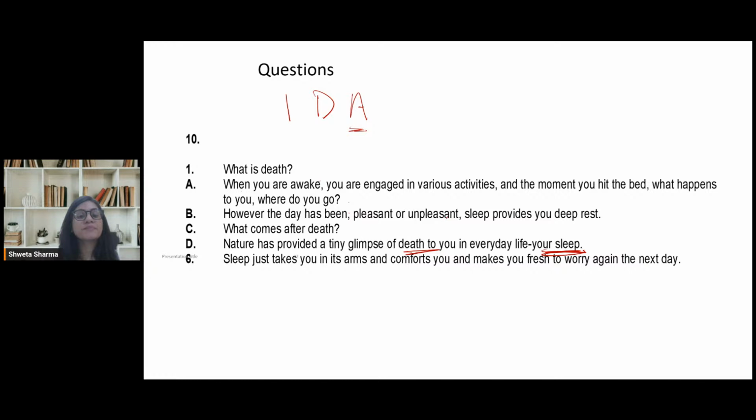However, the day has been pleasant, unpleasant, sleep provides you deep rest. What comes after death? Sleep just takes you in its arms and comforts you. Okay, what comes after death? So you should have C and then you have 6. Okay, 1 D A B C 6.